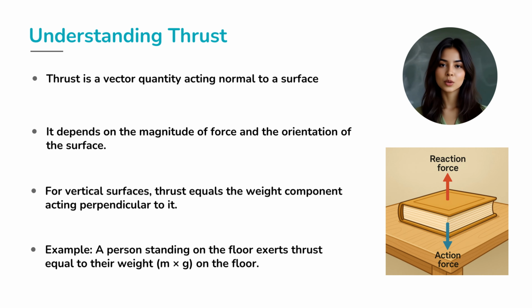If you lean against a wall, you apply thrust sideways. But when you stand upright, the thrust is vertical, directed downwards on the floor. In the diagram, you'll notice the downward arrow representing thrust and an equal upward arrow showing the reaction from the floor. This balance allows you to stand still. In short, thrust measures how strongly a body presses on a surface. It's the perpendicular component of the force acting on that surface.